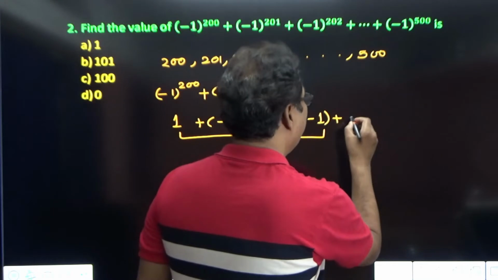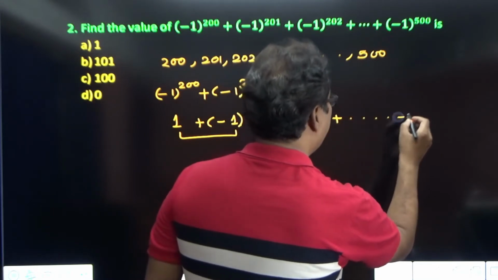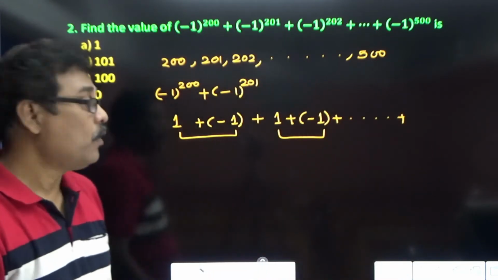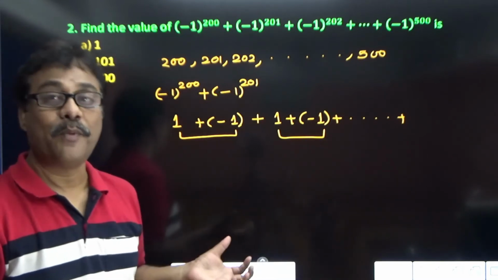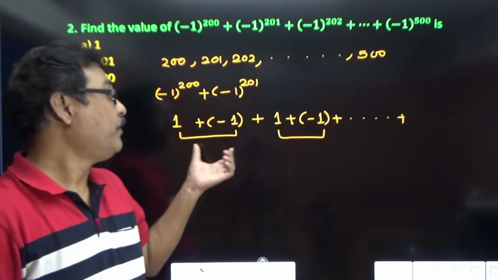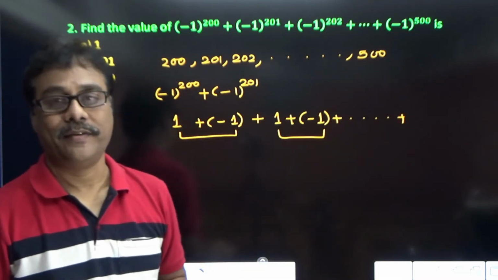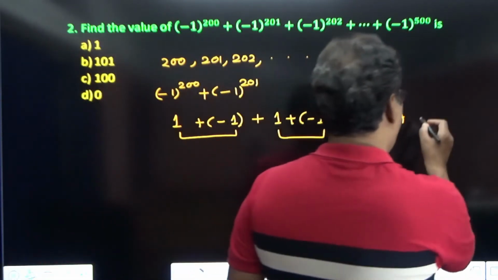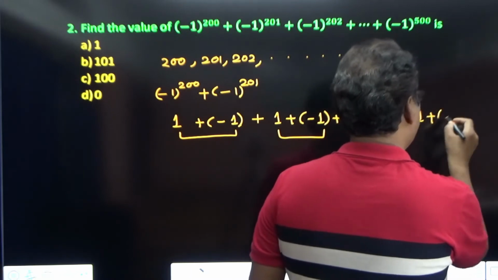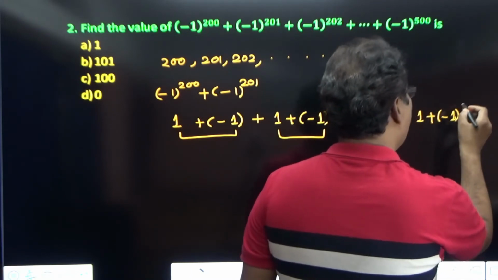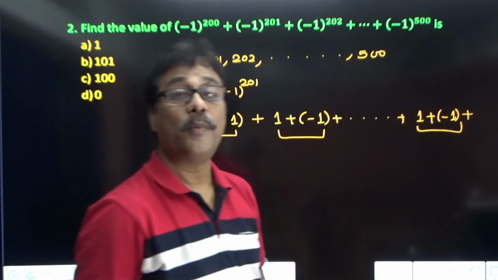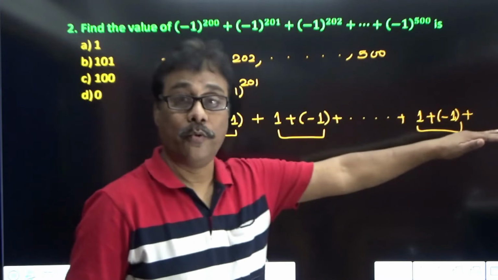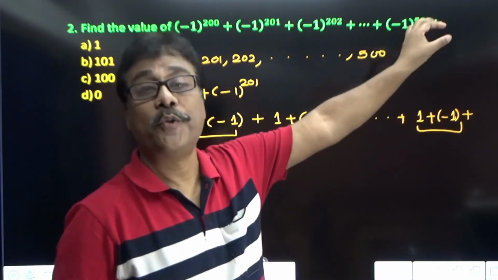Like this, how many terms are we going to get, children? Obviously 150 pairs of this type. And you see, all of these pairs will give me 0 value. So we'll be left with one more value. And what is that value? The last one will be minus 1 to the power 500.